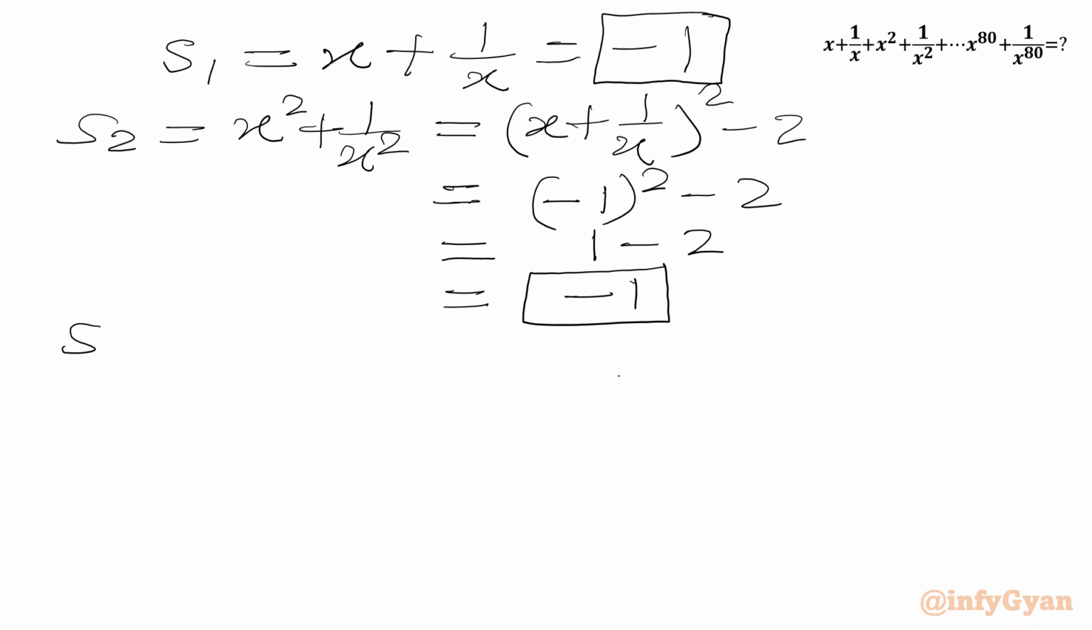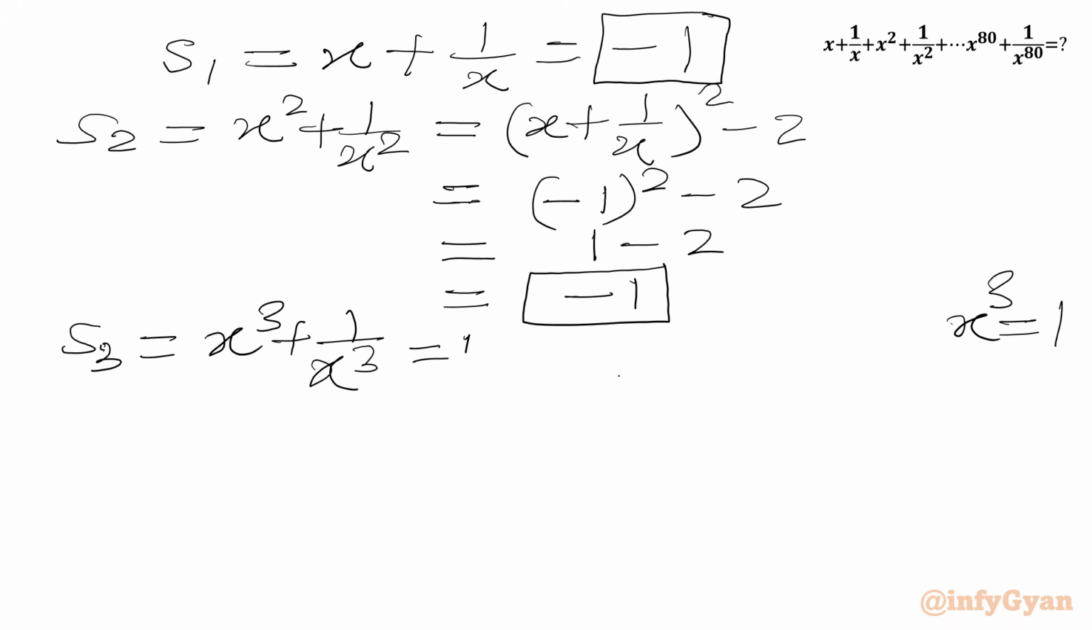Now we have to find S3. S3 is x cube plus 1 over x cube. We can use the algebraic formula, but we have the direct result x cube equal to 1. So we can put 1 here. We can write 1 over 1 here. The value will be equal to 2. So S3 is 2. S1 is minus 1, S2 is minus 1, S3 is 2.